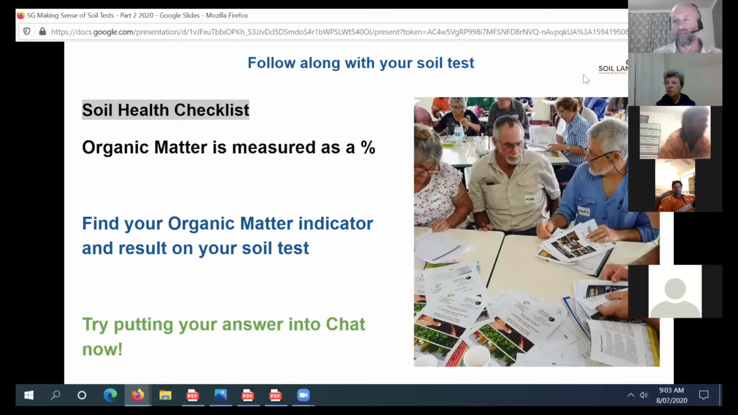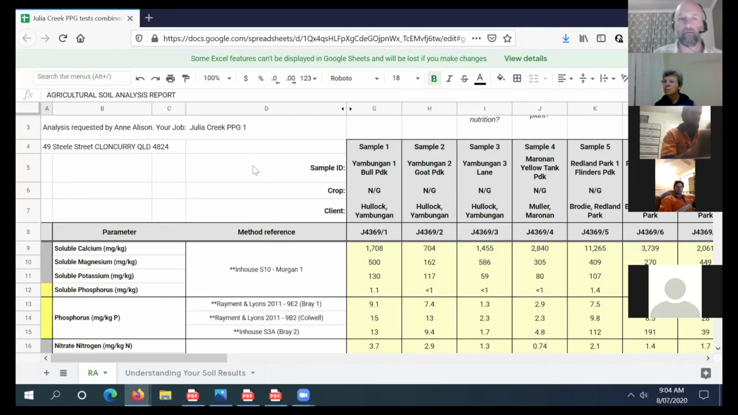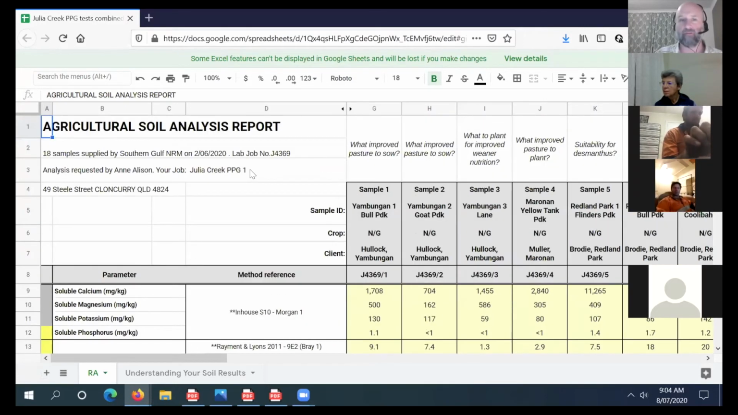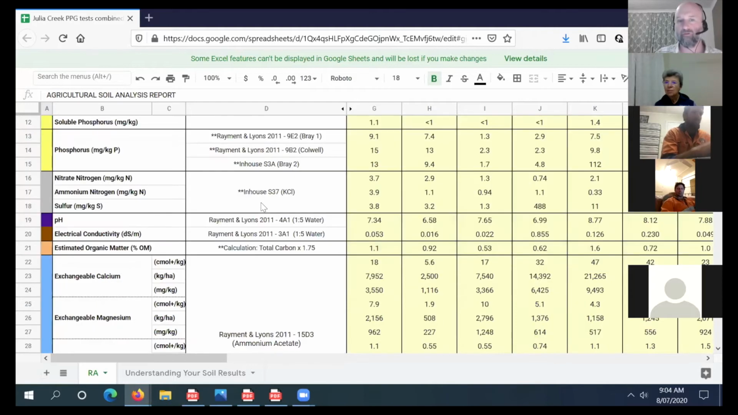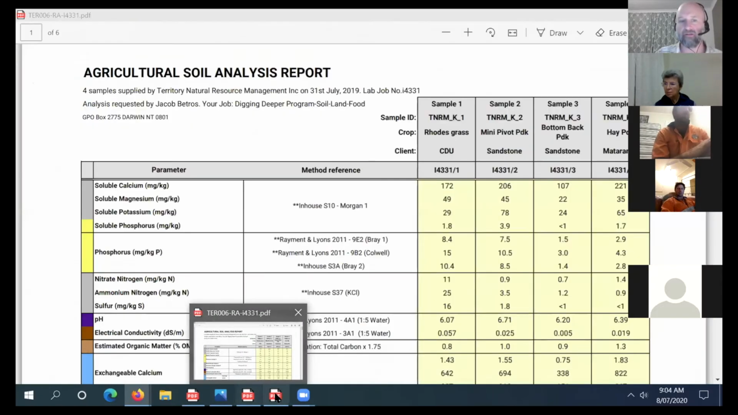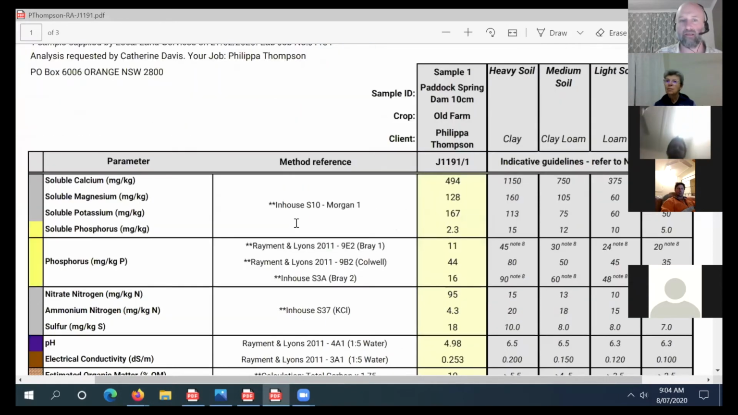Grab your soil test. So you're looking for something on your soil test that tells you about your organic matter levels. So find your organic matter levels on your soil test, and then punch your answer into chat if you can. I'll get the soil test up in a minute, but see if you can find it. So if you found it, just punch something into chat. Hopefully you've all got the EAL lab test that we're using. If you've got a different test, that's all right. Just let us know which lab you're using, but EAL is the one that we're mostly using here.